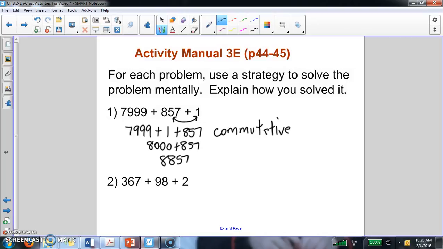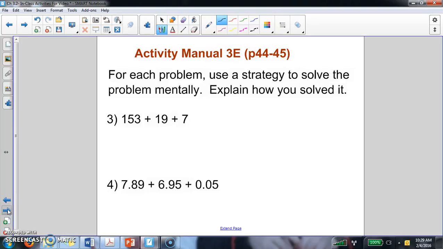Now, when I look at number 2, the easiest thing here, since it's addition, is to group those last two numbers together. That's associating them together. So what I'm doing is using the associative property to make that a much easier number to work with. So here is the associative. Now 100 plus 367, much easier to solve to get 467.